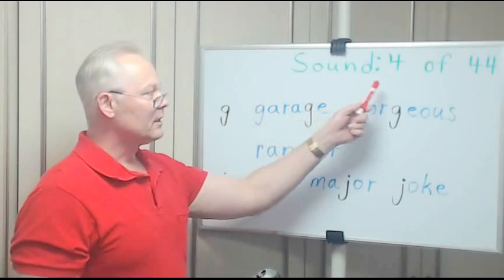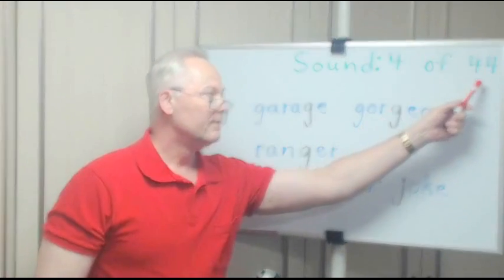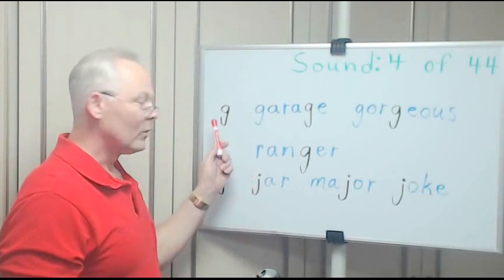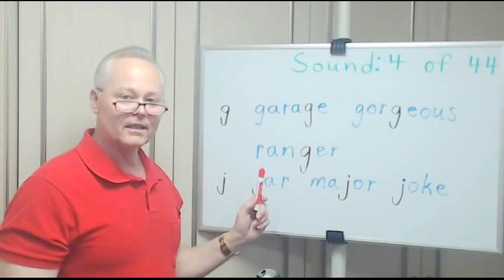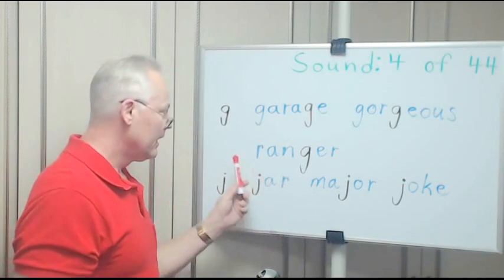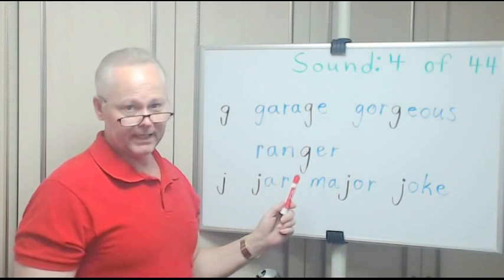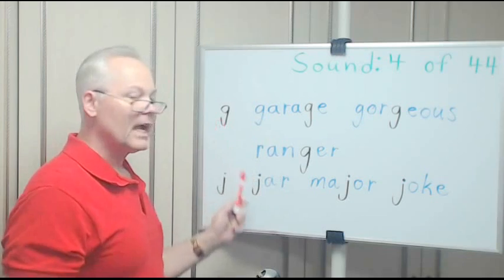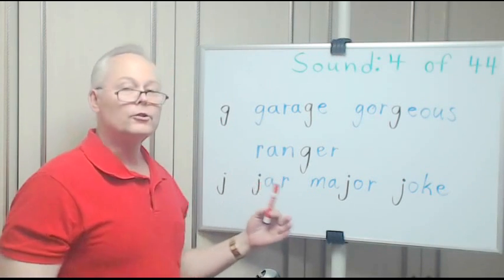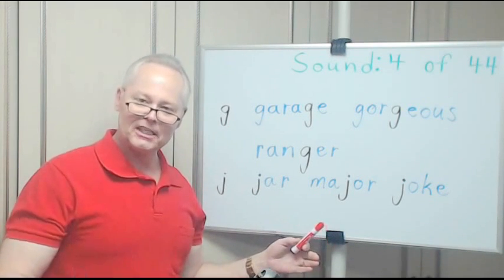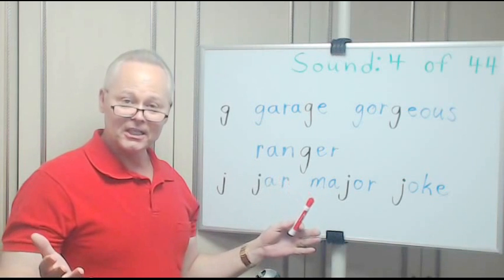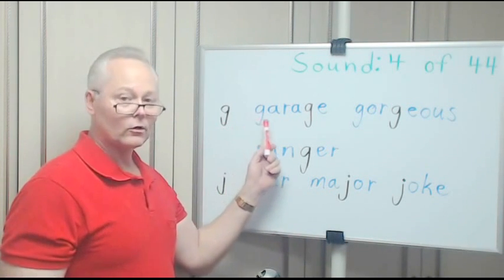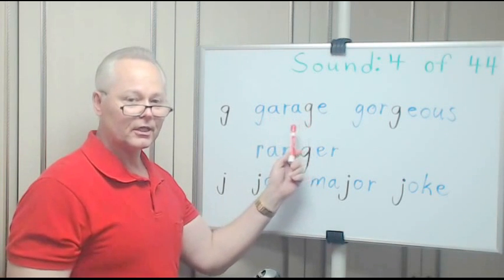Sound number 4 of the 44 sounds of American English. We're talking about two consonants here that make the same sound depending on how they're placed in a word and the surrounding letters of the word. The sound is J. The G in garage, J, garage.